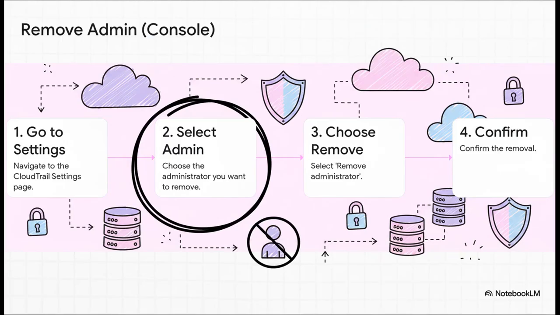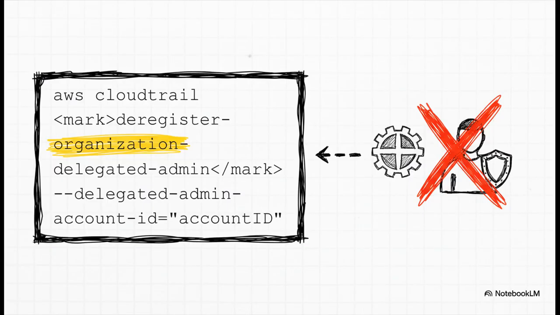And what about getting rid of one? Yep, just as simple. You go back to that same CloudTrail settings page, you'll see a list of who your admins are. You just pick the one you want to remove, click the button, confirm, and boom, the permissions are gone instantly. And you guessed it, there's a CLI command for that too: deregister-organization-delegated-admin, so you have total programmatic control over the whole lifecycle of these roles.